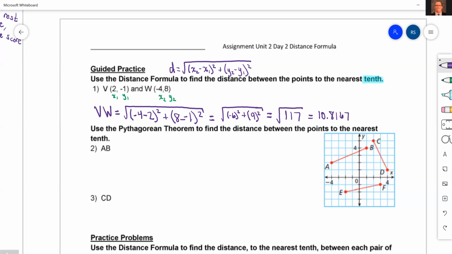10.8167. But they asked me to round to the nearest 10th. So I'll take my 8, turn and look at the 1. It's a low number, so I just let the 8 rest. So it's approximately equal to 10.8. There.